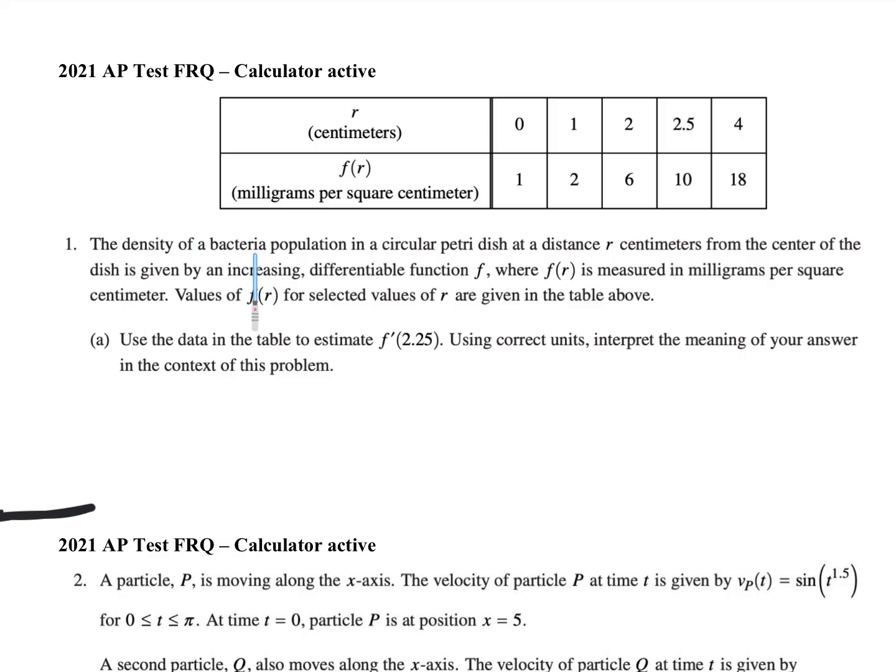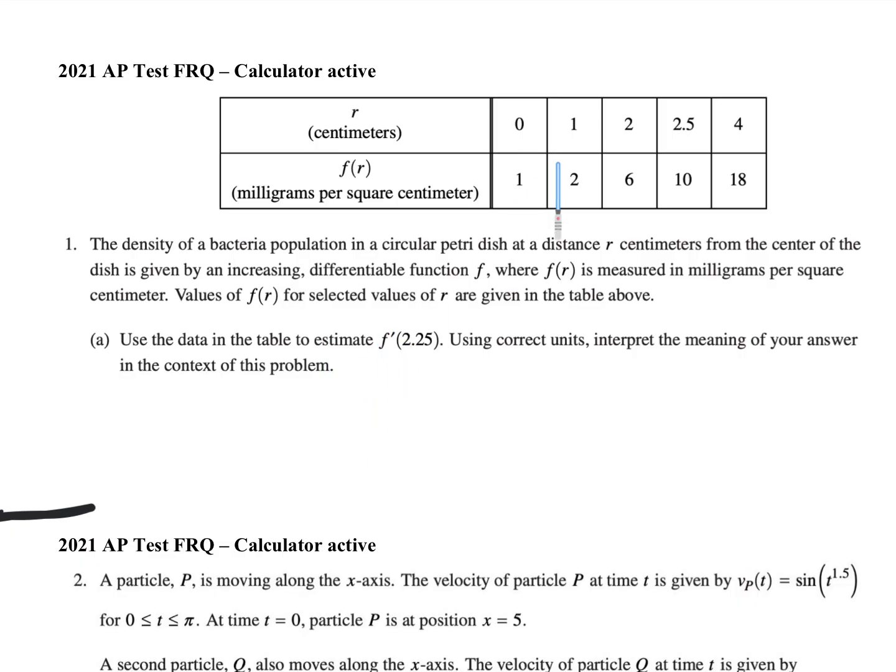The top one from this is from the 2021 test. The density of bacteria population in a circular petri dish at a distance r centimeters from the center of the dish is given by an increasing differentiable function. No cusps, no corners, no discontinuities. Okay, we got f of r in milligrams per square centimeter. Values of f of r are given. Use the data to find f prime of 2.25.